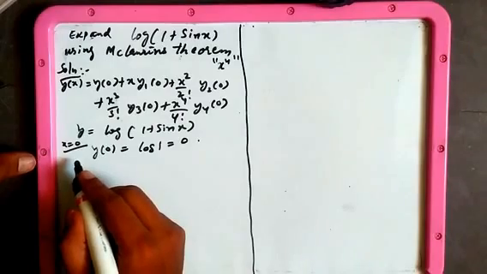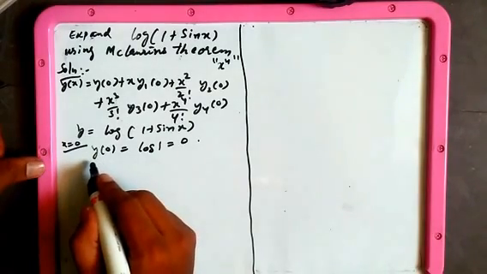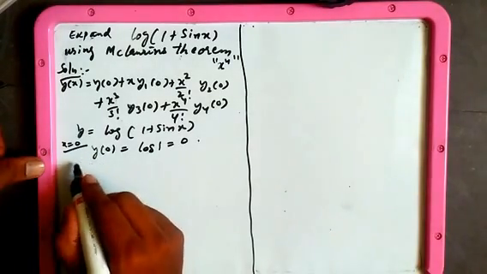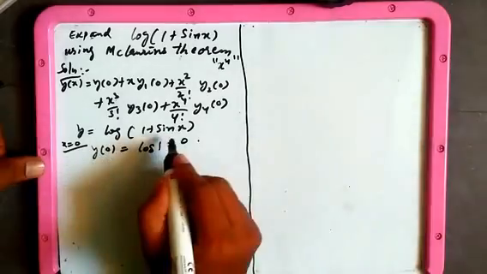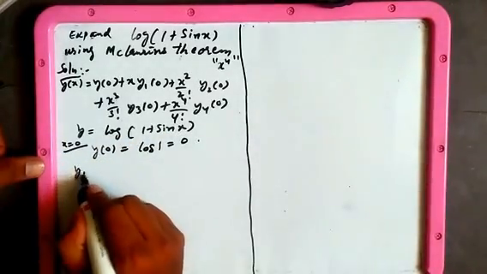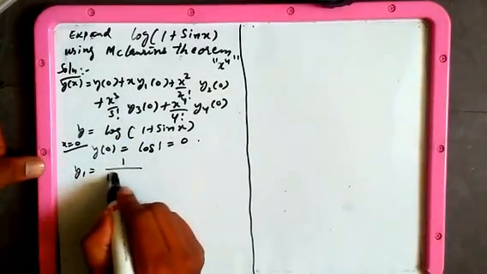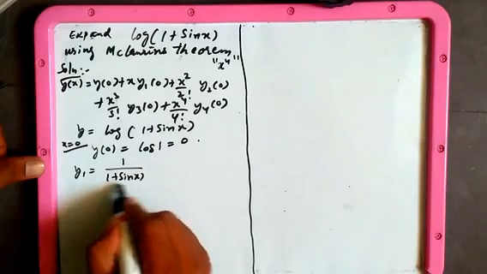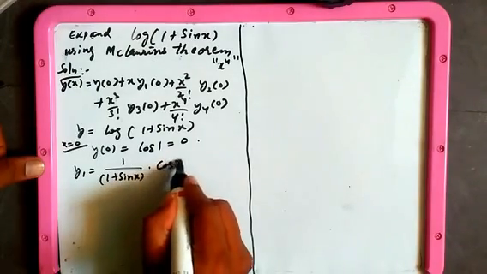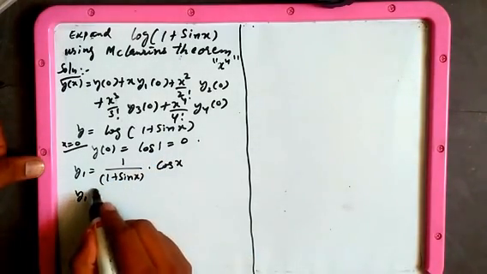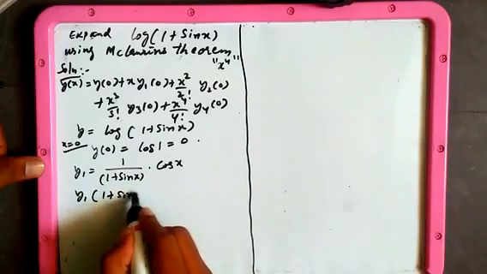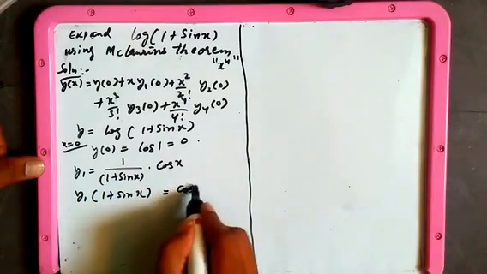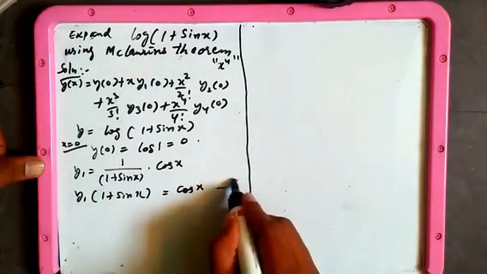Next, we need to differentiate the above equation. That is y is equal to log of 1 plus sine x. That will be y1 is equal to 1 divided by 1 plus sine x into cos x. If you cross multiply, it will be y1 into 1 plus sine x is equal to cos x. So that is the first equation.